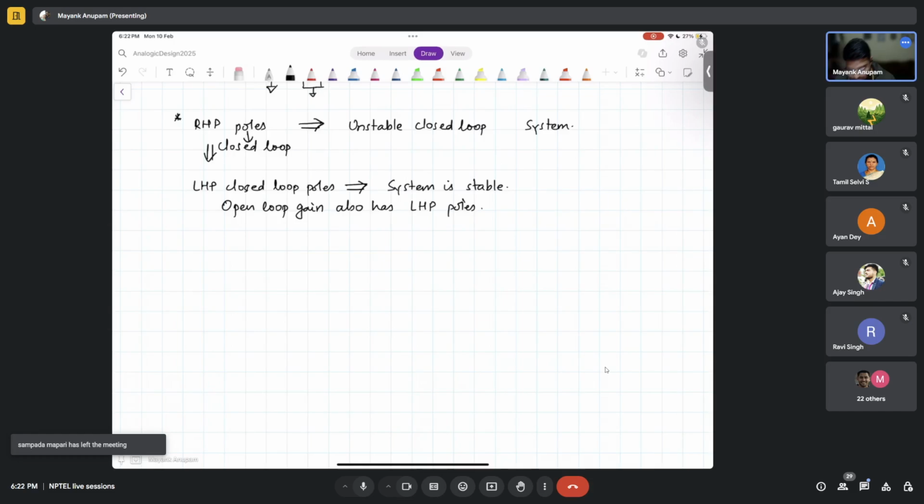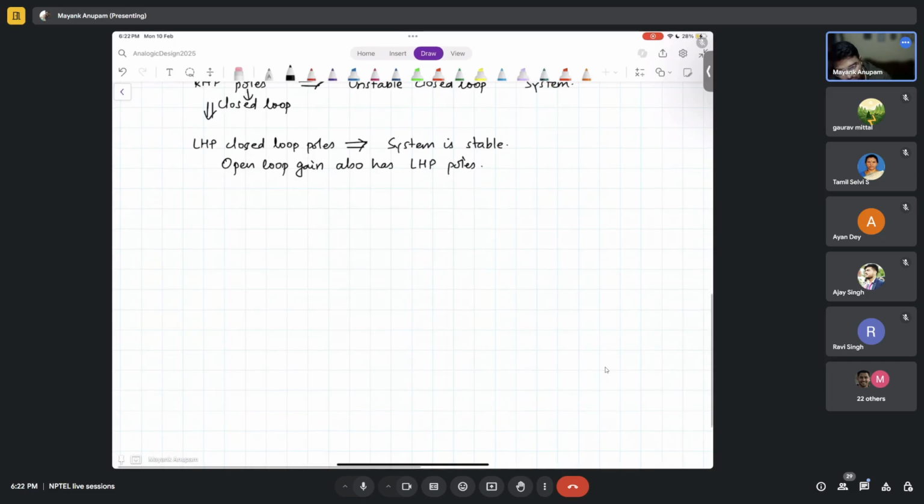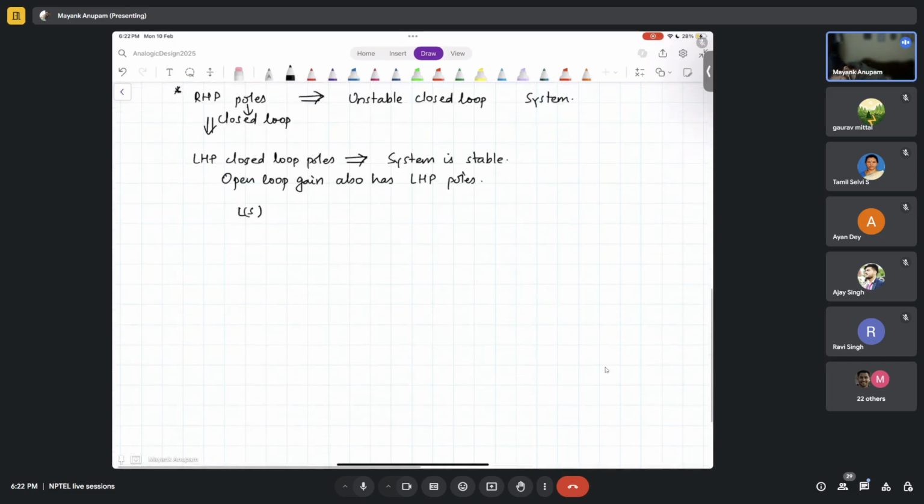So there can be cases where the loop gain expression has poles in the right half plane, but the overall system will still be stable. Are you understanding what I'm trying to say here? So it can happen that this is your loop gain expression. Let's say your loop gain expression is 1 by (1 plus s by p1) dot dot dot (1 plus s over pn).